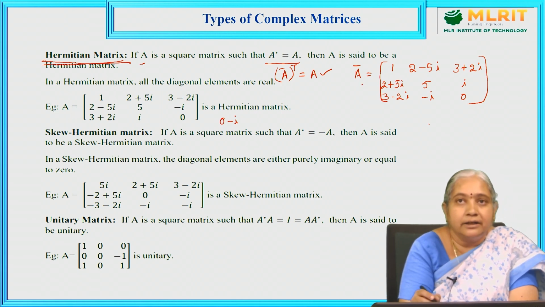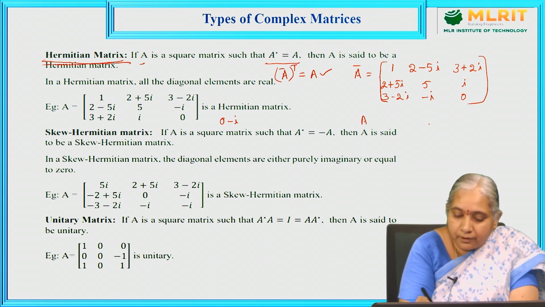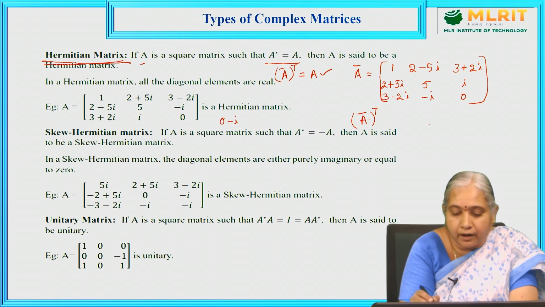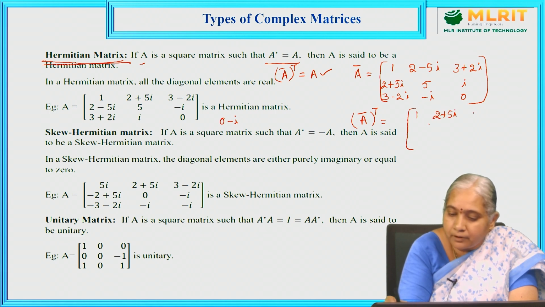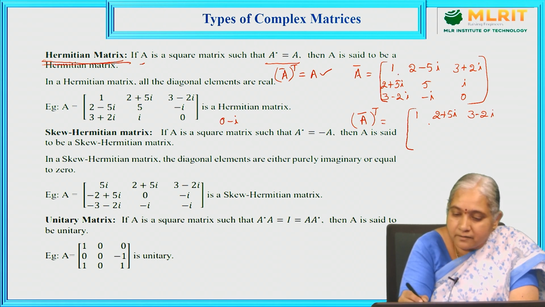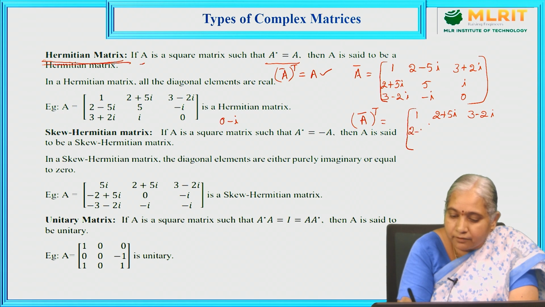Now find the transpose of A conjugate, that is the A conjugate transpose. Interchange the rows and columns. 1, 2 plus 5i, 3 minus 2i: the first column elements become the first row. Second column elements: 2 minus 5i, 5 minus i, 3 plus 2i, i, 0.